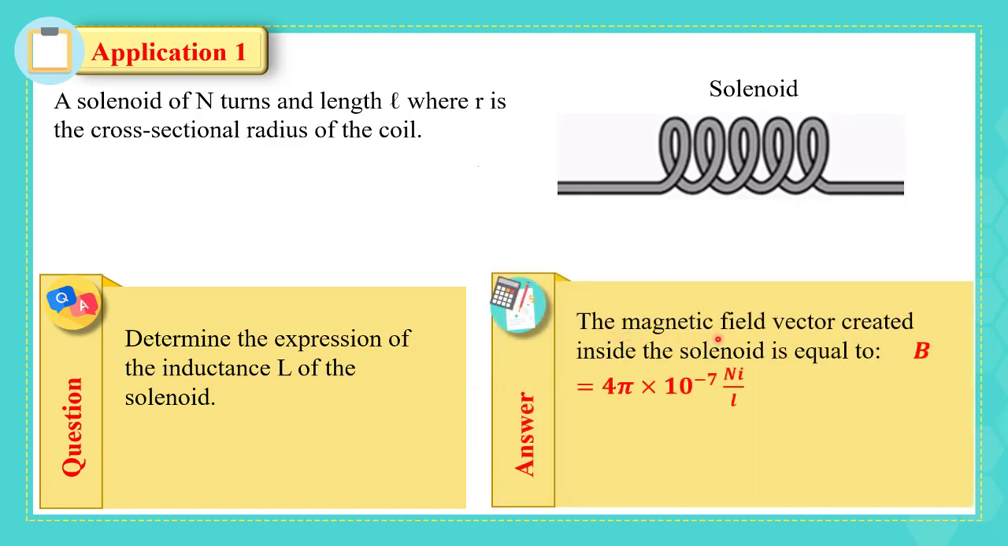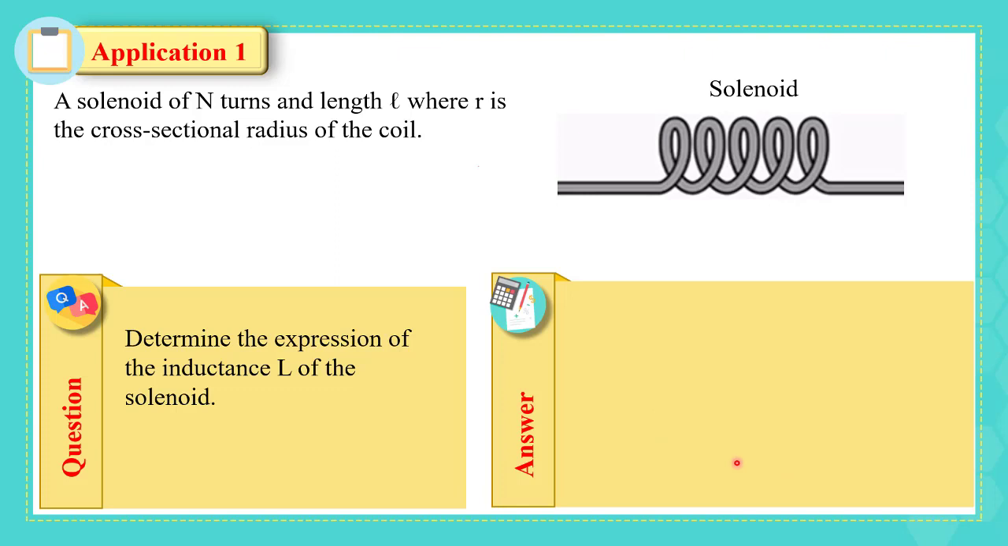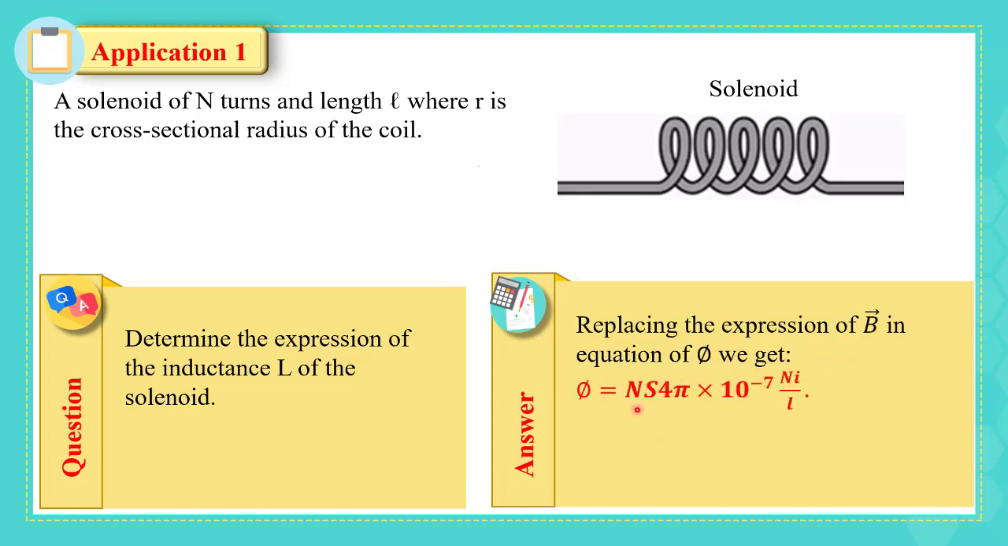The magnetic field vector created inside the solenoid is equal to 4 pi times 10 to the power minus 7 N I over L, and the self-flux is equal to N B dot N times S. Replacing the expression of B in the equation of phi, we get flux equal N S 4 pi times 10 power minus 7 N I over L, and since flux equal Li, L equal to 4 pi times 10 to the power minus 7 N square S over L.